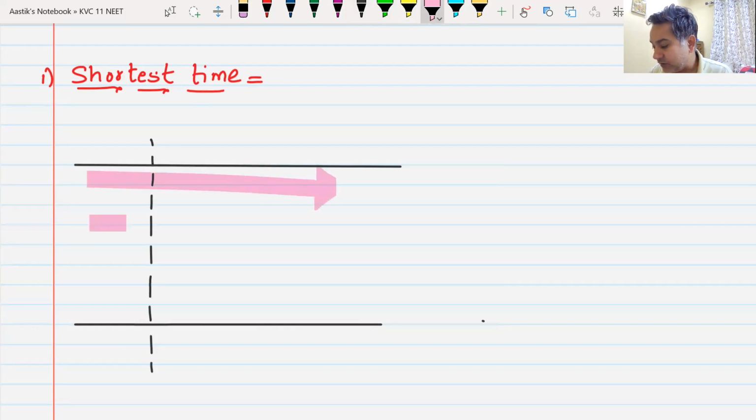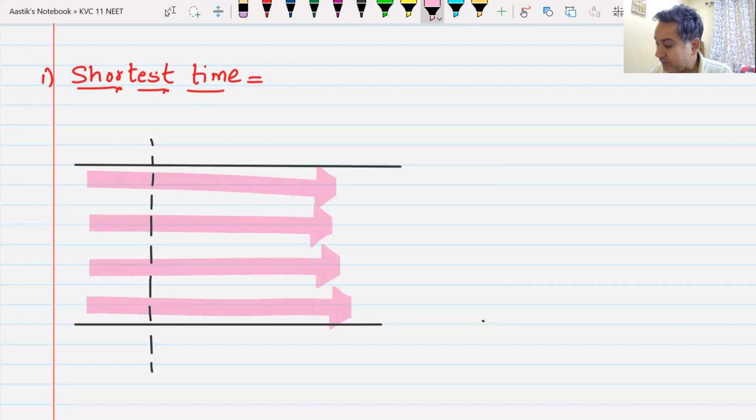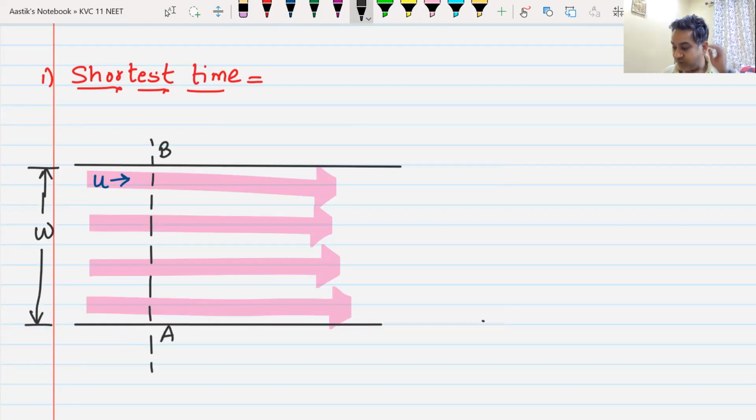The river is, let us say, flowing like this, and as I told you, with a velocity u. How should he move, or how should he swim, or how should the boat move so that he crosses the river in the shortest possible time? Let us say the width of the river is given as w, and he can swim with a velocity v with respect to river, or with respect to water. How should he swim? What do you think?